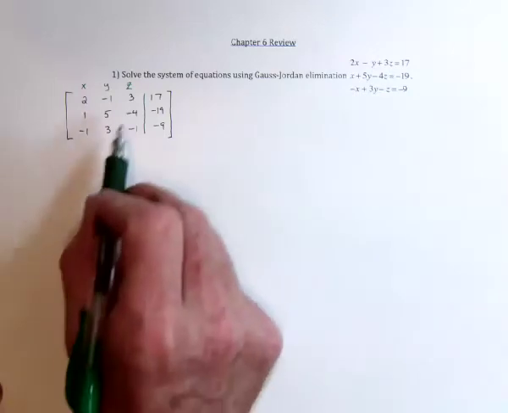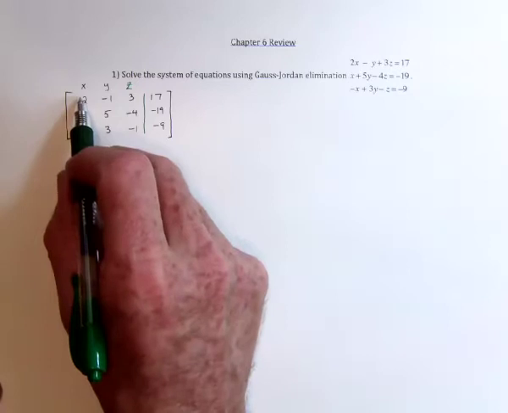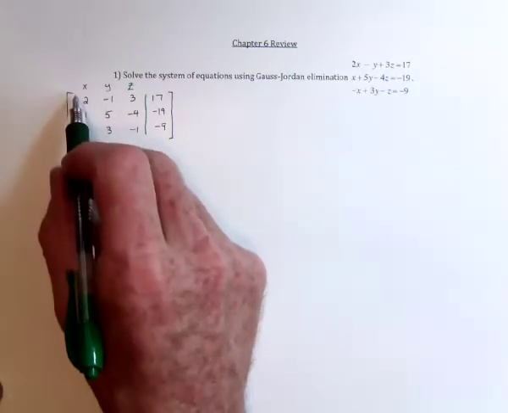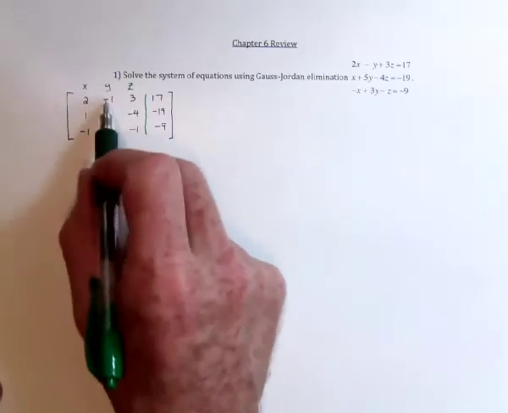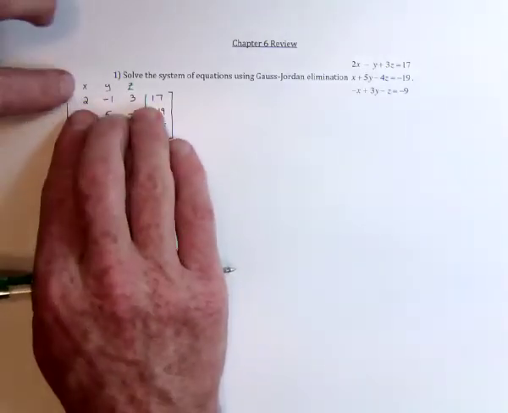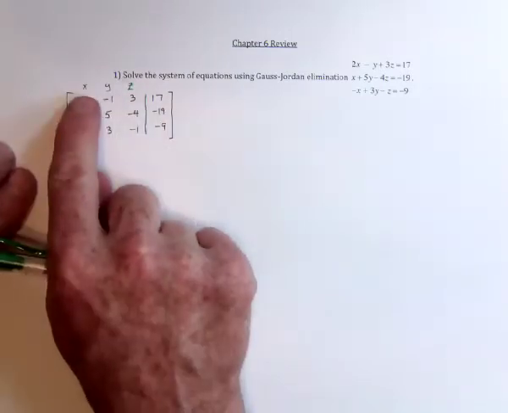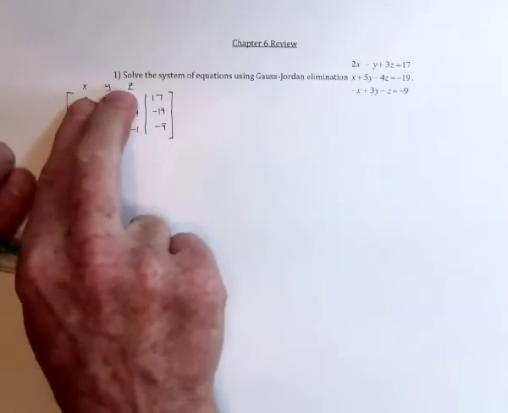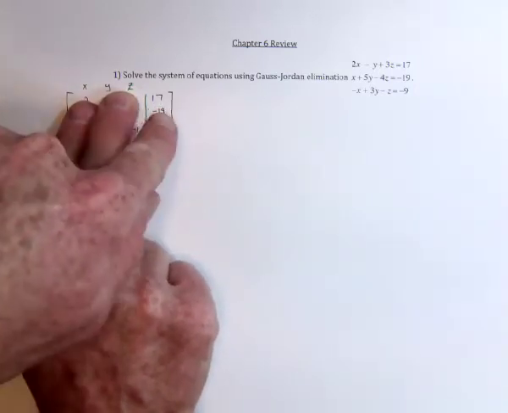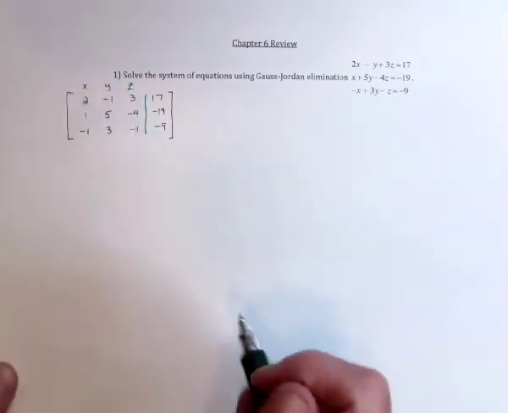And the goal is to get as many ones and zeros in here as possible. In fact, what we're going to do is get this diagonal right here to be ones, and everything else will be zeros. So if this row were to say 1, 0, 0, then what that means is you would have 1 x, 0 y's, and 0 z's, and that 1 x would then equal this number over here. So that would be the solution.